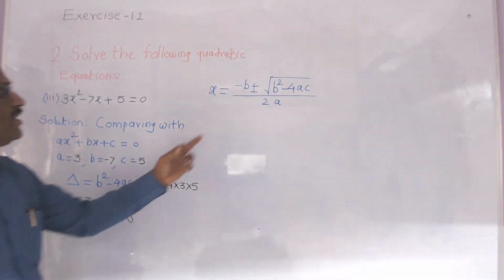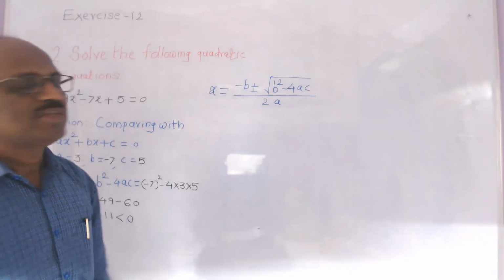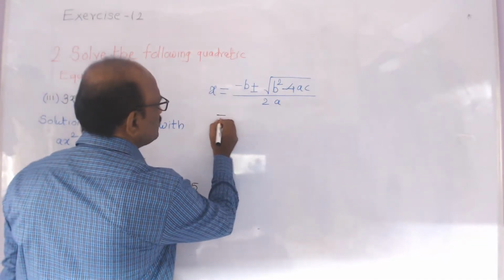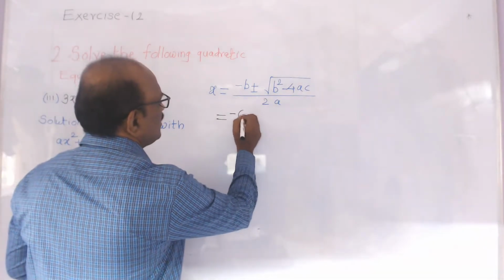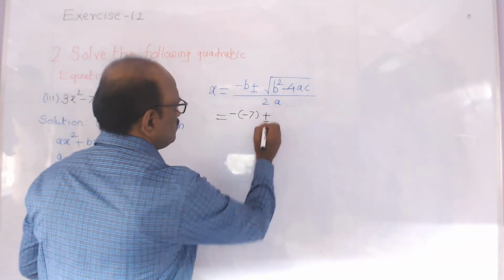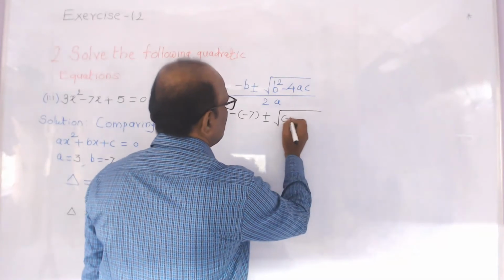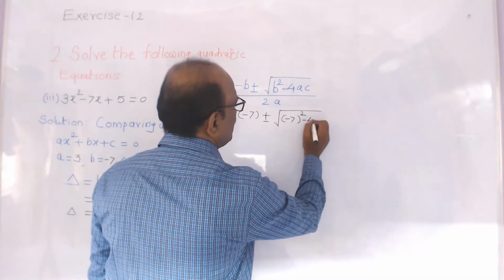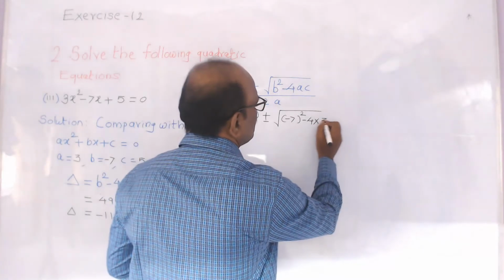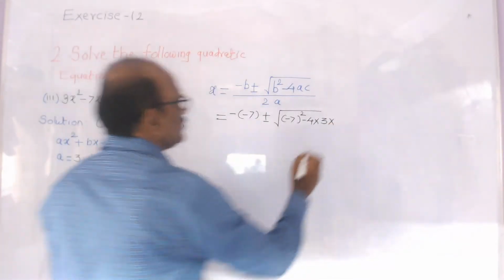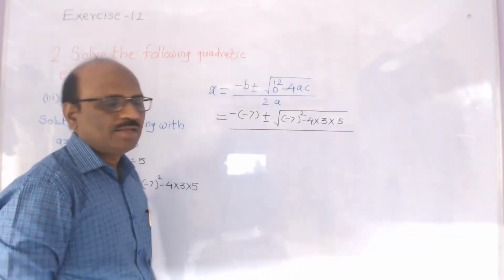Here again we will apply the formula x equals minus b plus or minus root of b square minus 4ac upon 2a. We'll substitute the values. First, the value of b. b is minus 7, so minus b is minus of minus 7, plus or minus the square root of minus 7 bracket square minus 4 into a. The value of a is 3 and the value of c is 5, and this whole divided by 2a.